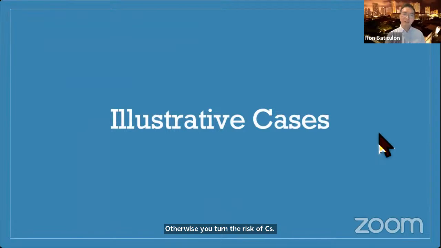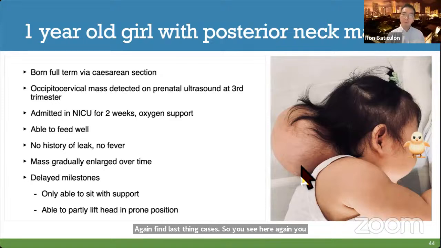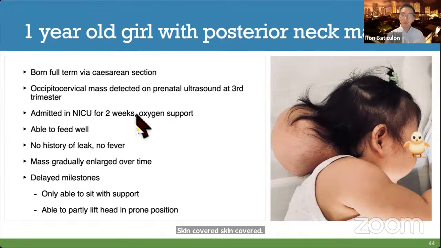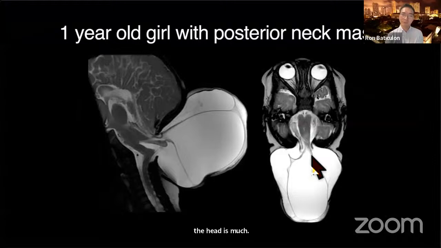Again, last, illustrative cases. So you see here, you have a 1-year-old girl with a posterior neck mass. You see this mass, skin covered, initially born with the mass and then sent home. And then they came back to us with delayed developmental milestones, but see the head is almost as big as the encephalocele sac. This is what the MRI showed. This is a Chiari 3 malformation.